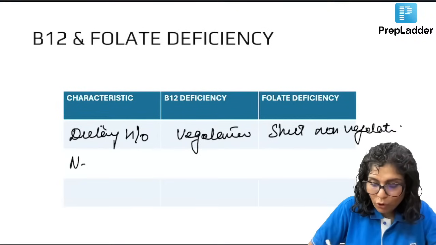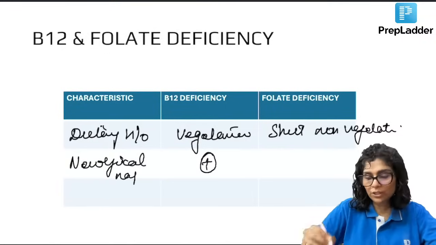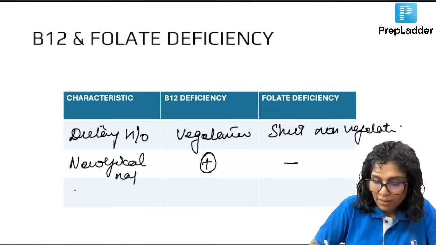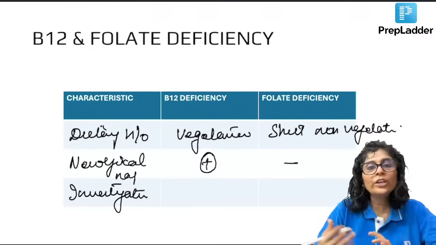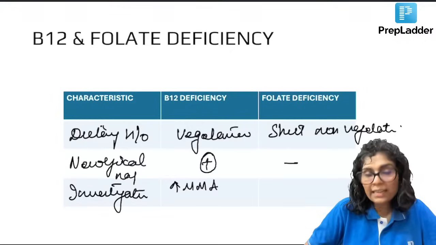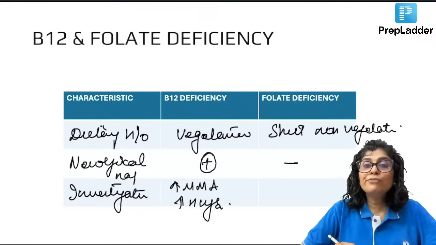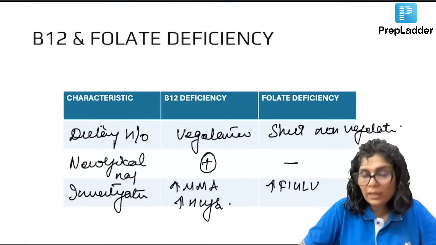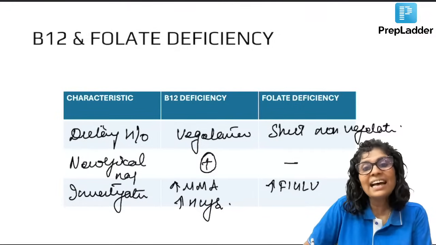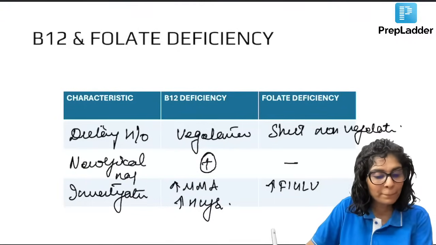Second difference, check for neurological manifestations, right? If you see neurological manifestations, it's B12 deficiency. No neurological manifestations, only macrocytic anemia, it is folate deficiency. Finally, diagnostic investigations. Finally, you're going to confirm based on evidence, right? What is the evidence? For B12 deficiency, you will see elevated methylmalonic acid level after overnight fasting, and you will see elevated homocysteine. Whereas in folate deficiency, what will be elevated? FIGLU levels will be elevated after histidine load. In folate deficiency, you will see that FIGLU levels are elevated after histidine load. So this is how you can differentiate B12 and folate deficiency. Are you all clear?